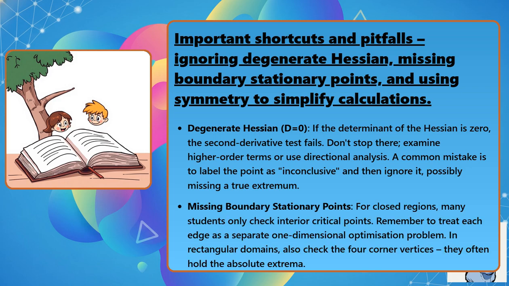Missing boundary stationary points. For closed regions, many students only check interior critical points. Remember to treat each edge as a separate one-dimensional optimization problem. In rectangular domains, also check the 4 corner vertices. They often hold the absolute extrema.